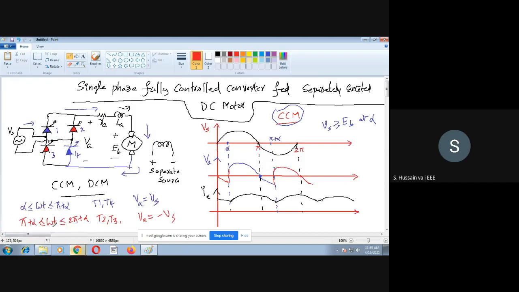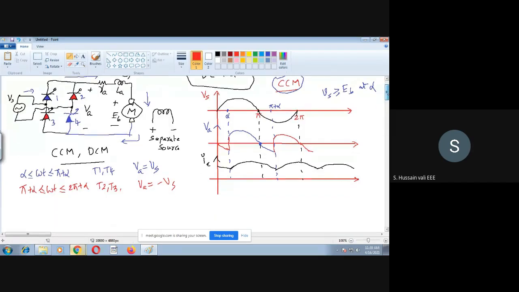Now, once we draw this waveform, then I am interested to find out what is the average output voltage. What is the average output voltage? So this is what I'm interested in now. Now you see how to find out the average output voltage.